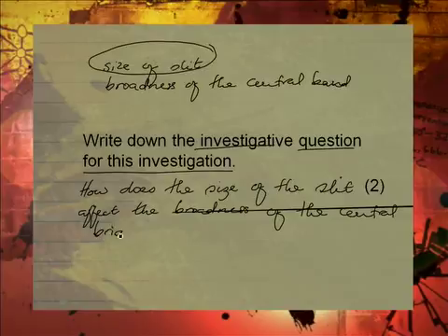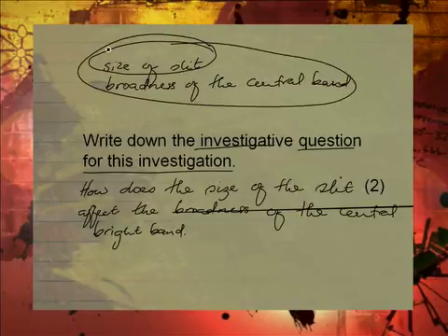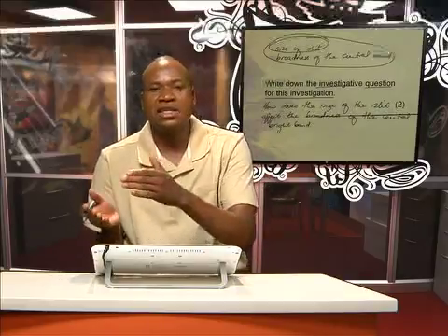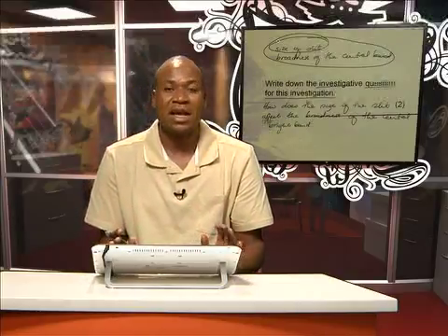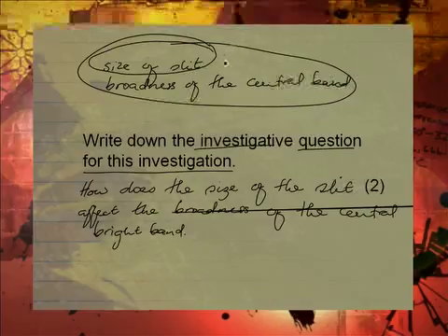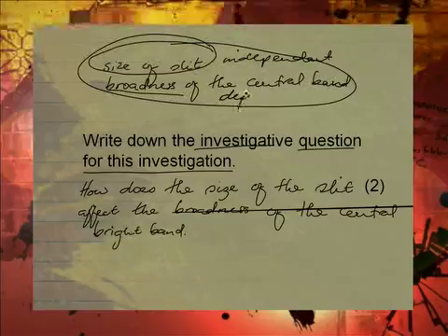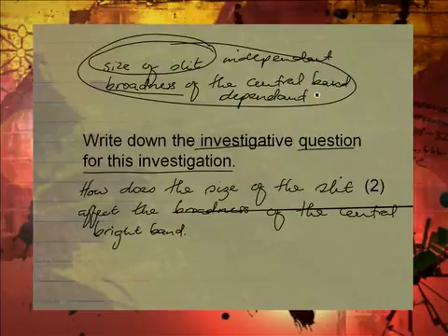You need to come up with a question that will tie the two variables you are investigating together. Okay, you are changing the size of the slit in order to check the broadness of the central bright band. Are you going to have a bigger broadness, smaller, whatever the case may be? Okay, so the size of the slit becomes your independent variable, because this is the variable you are changing to check on the broadness. Then the broadness becomes your dependent variable. It depends on the size of the slit here.